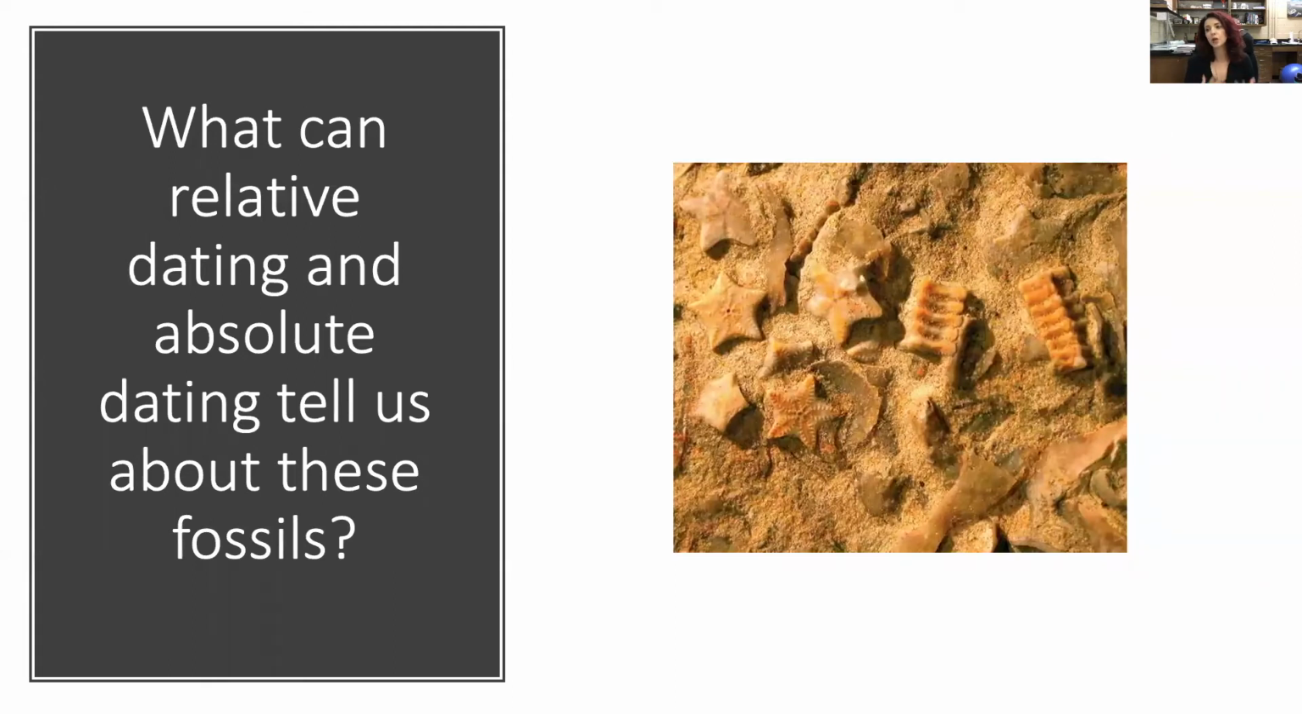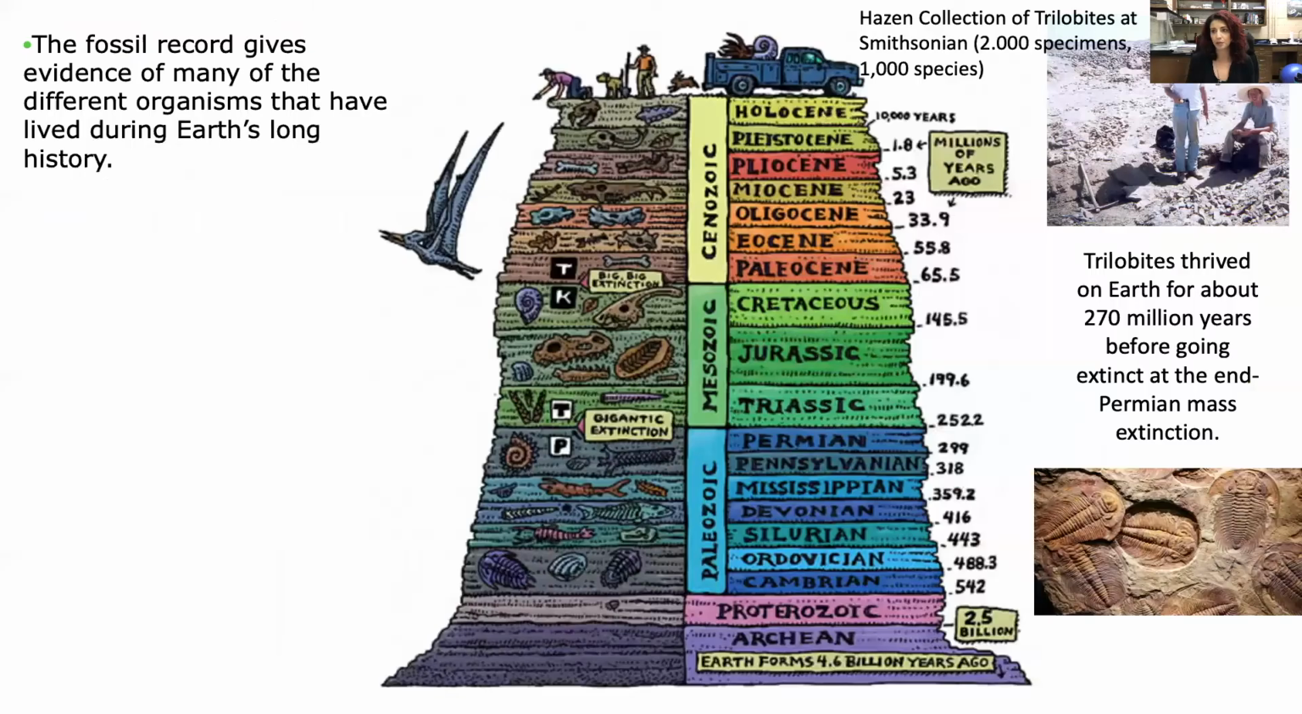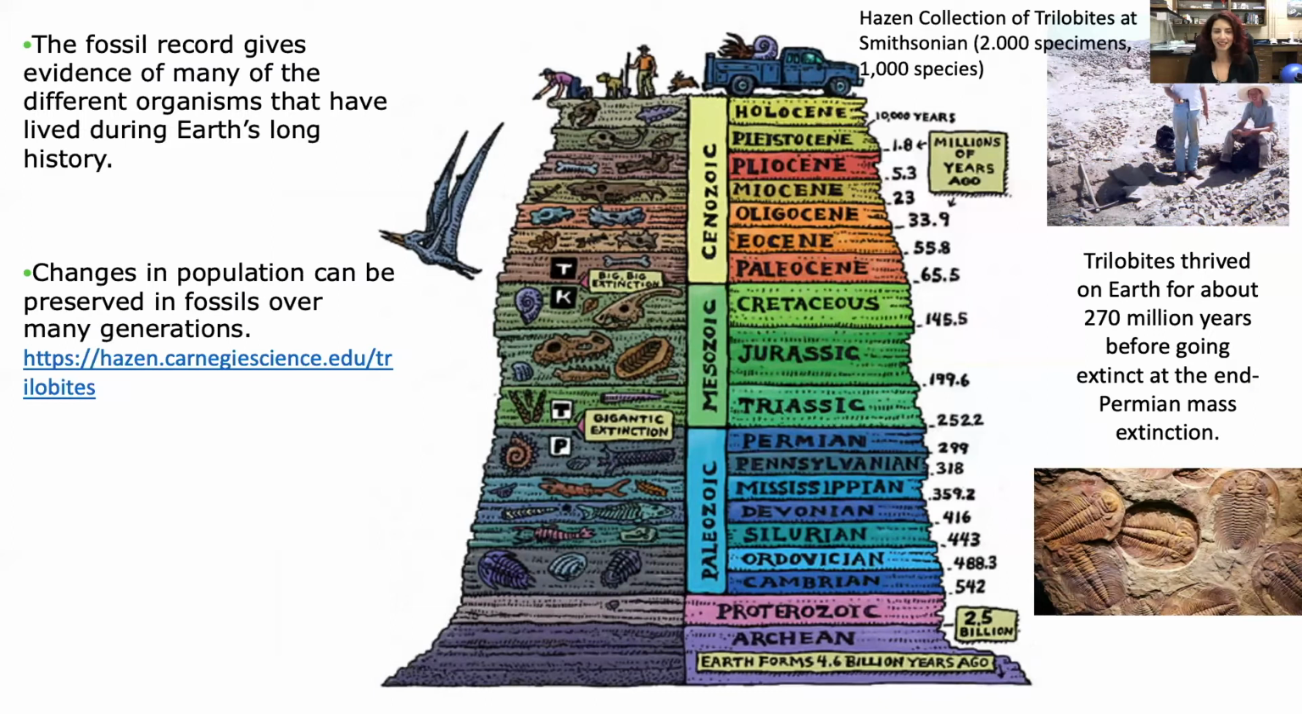So the question is, what can relative dating and absolute dating tell us about these different fossils? Well, first, the fossil record gives evidence of many of the different organisms that have lived during Earth's history. One of my favorite examples of this life in Earth history is watching the changes in populations preserved in fossils over many generations and across different continents on Earth.